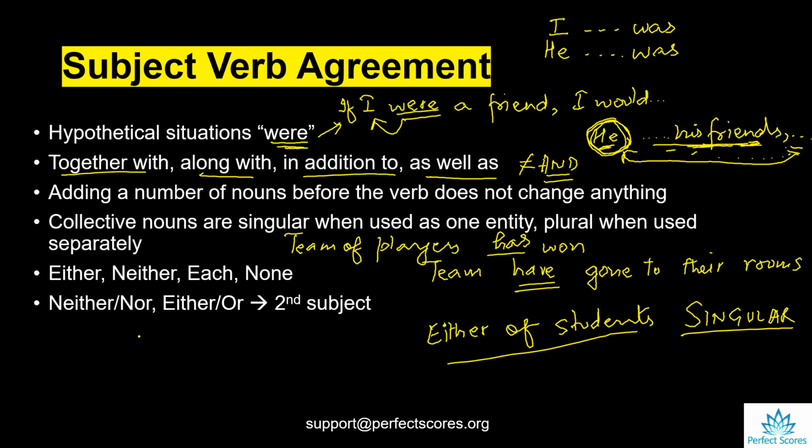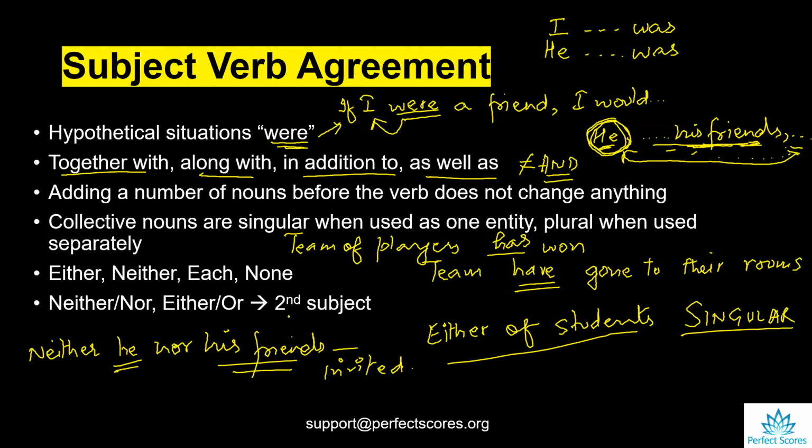And the last one is when you have these groups, neither this nor that. This could be confusing because let's say you have neither he nor his friends blank invited. Now, in this case, there could be confusion. Are you going to look at he or are you going to look at his friends? So just remember this basic rule: look at whatever comes second. So don't worry about the he, just worry about the friends. So neither he nor his friends were invited. So that's the basic rule.